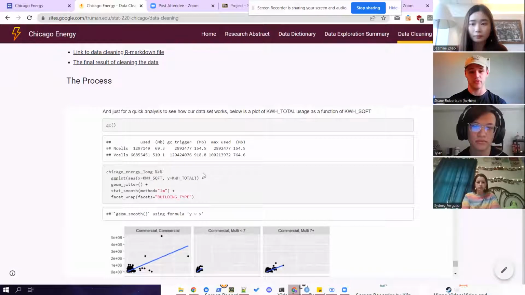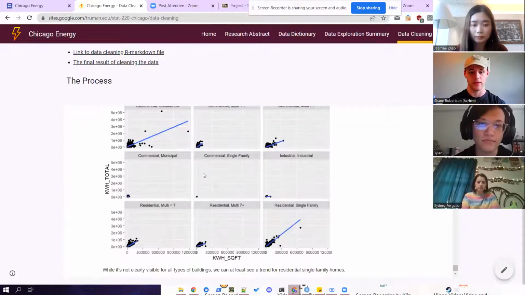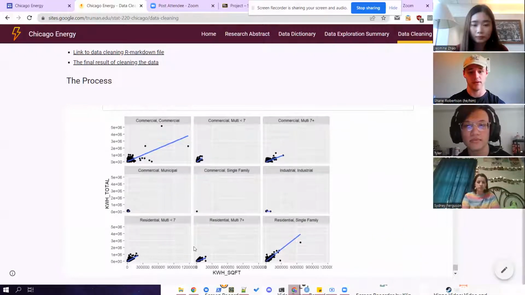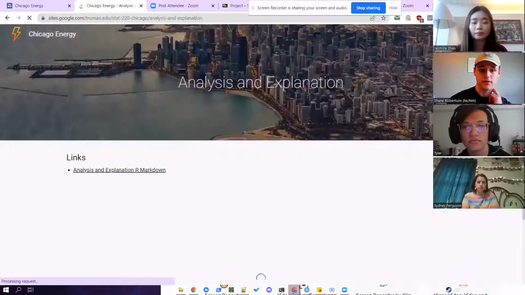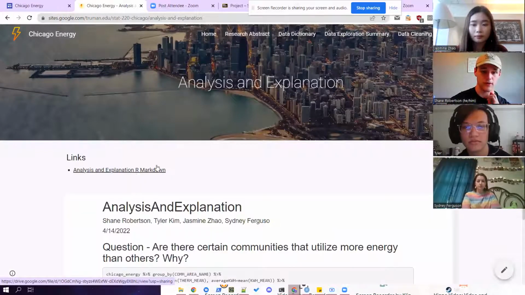With that, we then just wanted to check to see how good our data is now. So we used a more obvious correlation to see if there's any outliers, anything excessive. We used kilowatt hours square footage and kilowatt hours total, which should have a positive correlation. And we saw in the data, for the most part, this is true, and it's true enough that we felt we could move on. Now for the analysis and explanation part of it. So we still have a link in all the pages that links to our markdown files if you want to run them yourself.